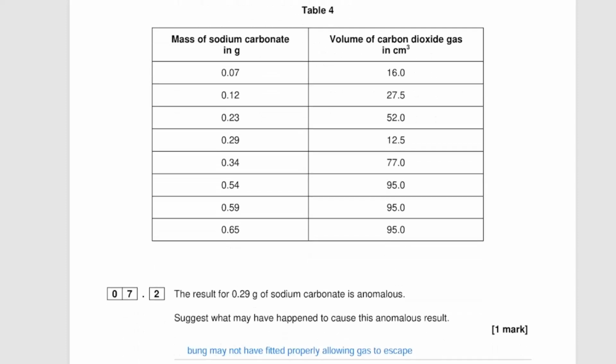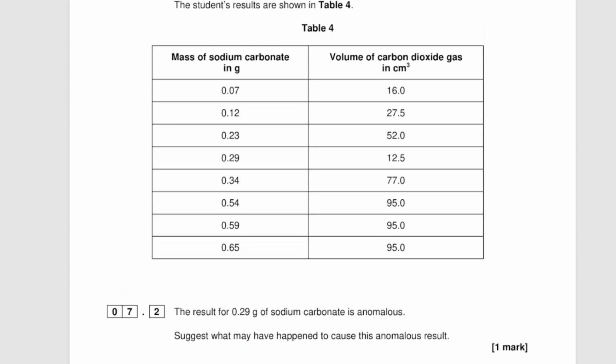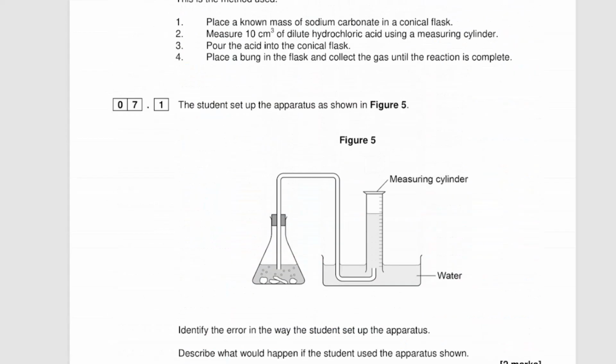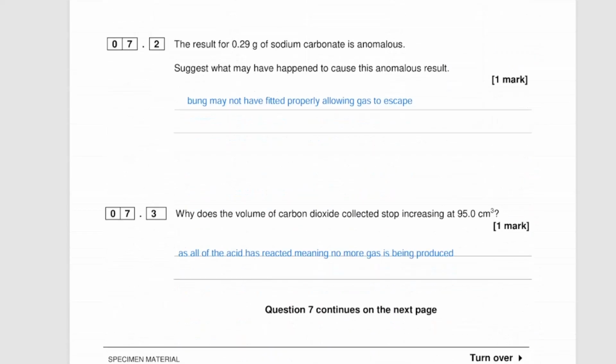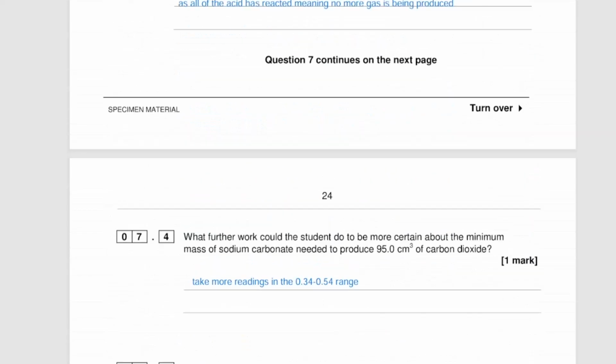I wrote, there's many answers, but I wrote that the bung may not have been fitted properly, allowing the carbon dioxide gas to escape. So like this top thing that's sticking on may not have been fitted properly, allowing this carbon dioxide gas to escape and not be measured correctly. And what further work could a student do to be more certain about them?